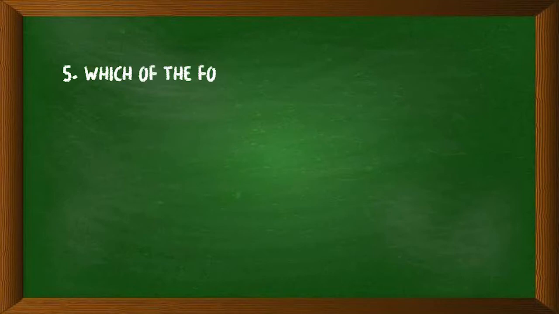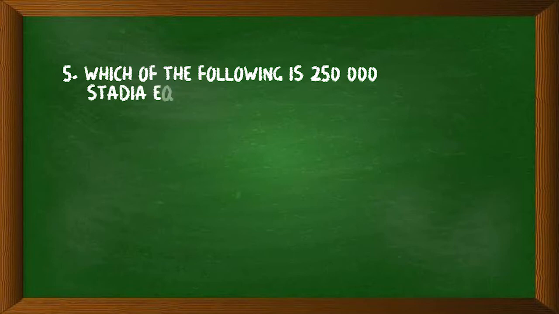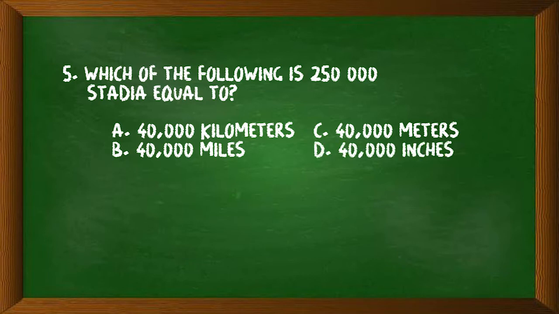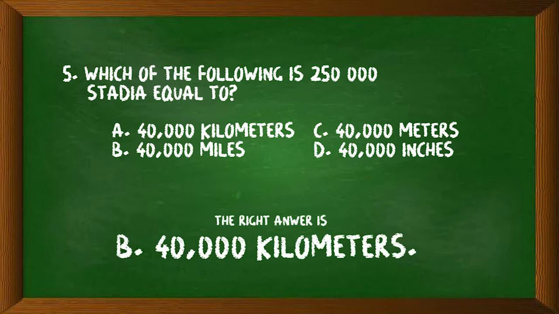For our fifth question, which of the following is 250,000 stadia equal to? Again, which of the following is 250,000 stadia equal to? A, 40,000 kilometers. B, 40,000 miles. Letter C, 40,000 meters. And letter D, 40,000 inches. Go! And the correct answer is letter B, 40,000 kilometers.